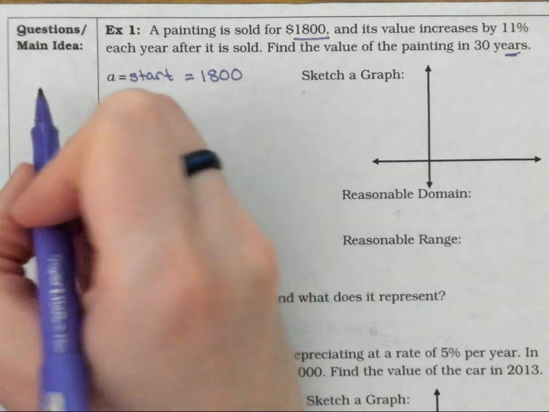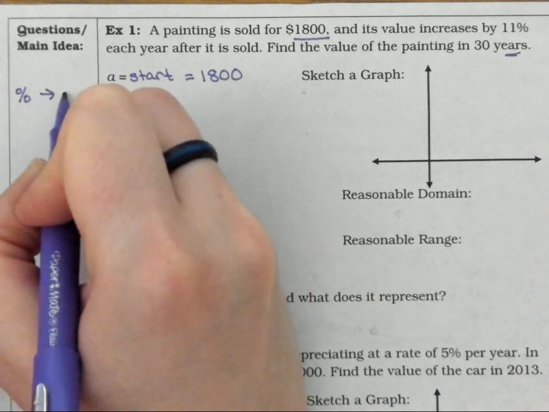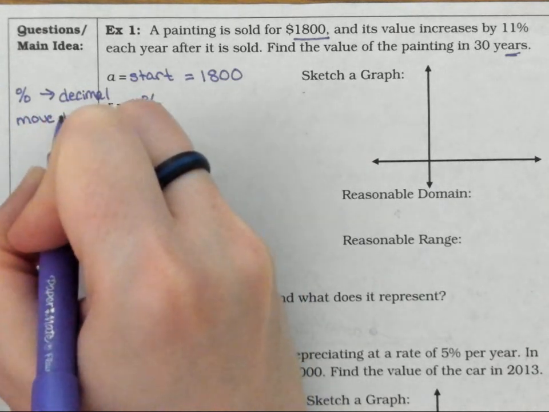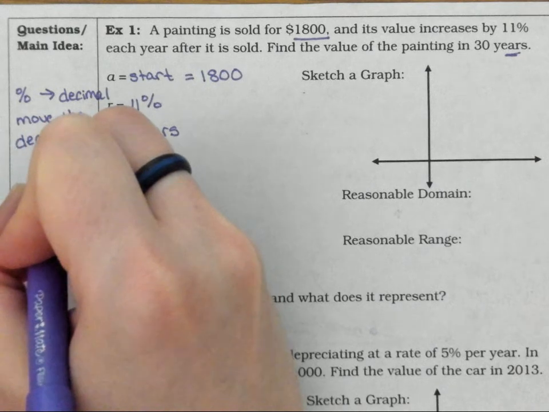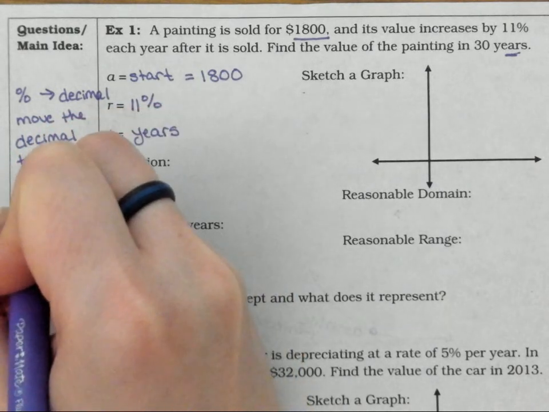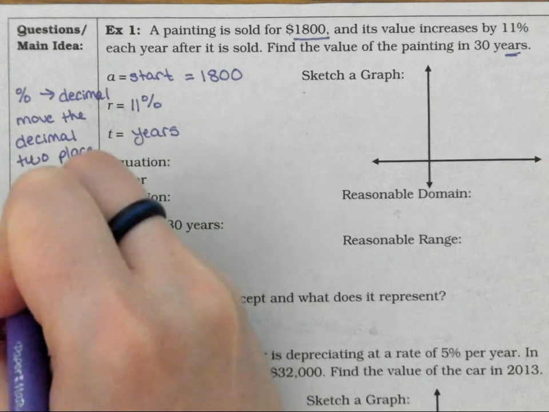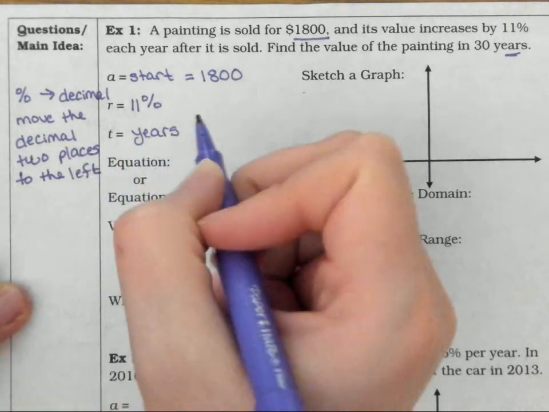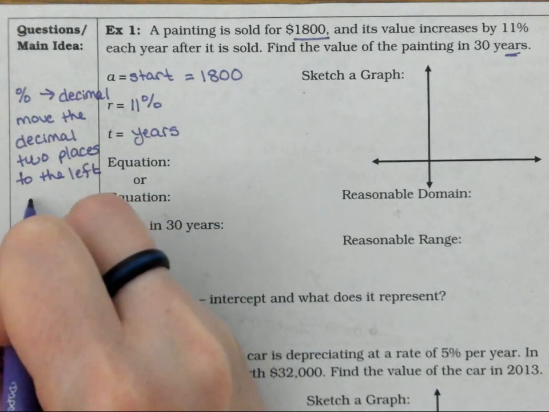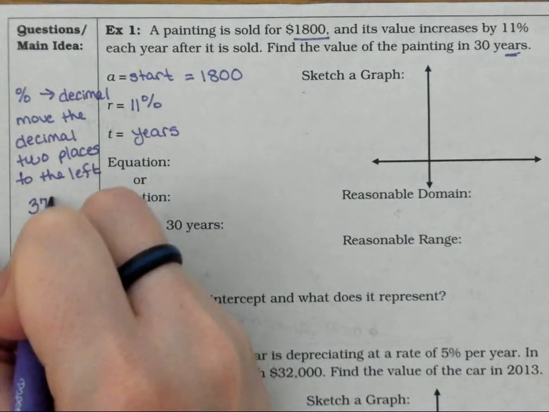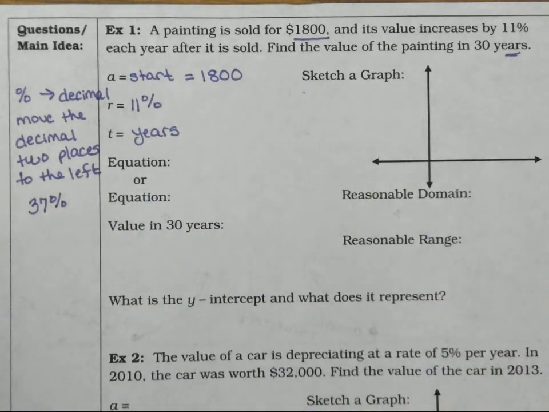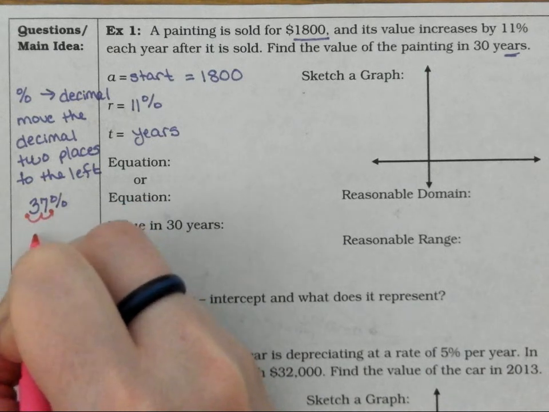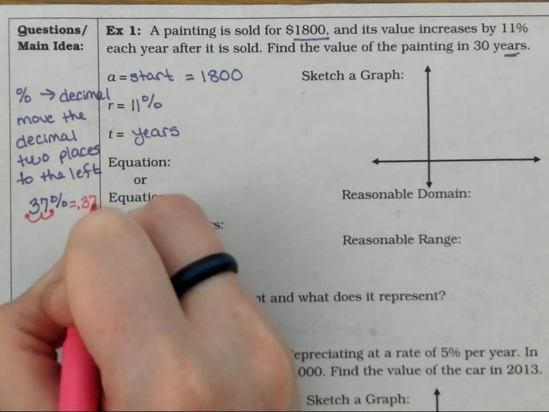So if I want to change a percent to a decimal, I move the decimal 2 places to the left. For example, if I say 37%, my decimal is currently invisible, and I move it to the left 2 places, and it becomes 0.37.